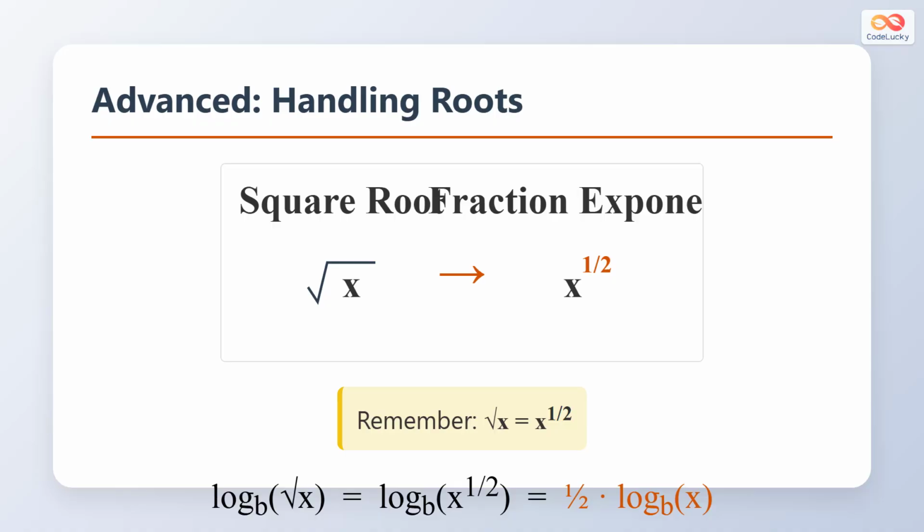This rule is incredibly powerful for square roots. Remember that a square root is actually an exponent of 1/2. Therefore, the log of the square root of x is the same as the log of x to the 1/2 power. Using the power rule, we move the 1/2 to the front.